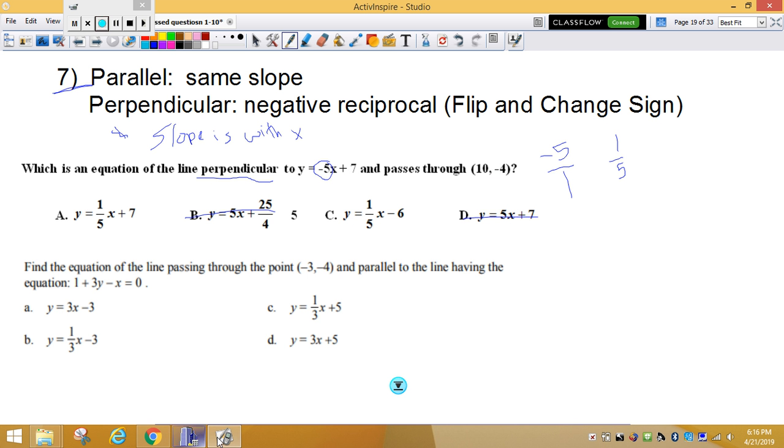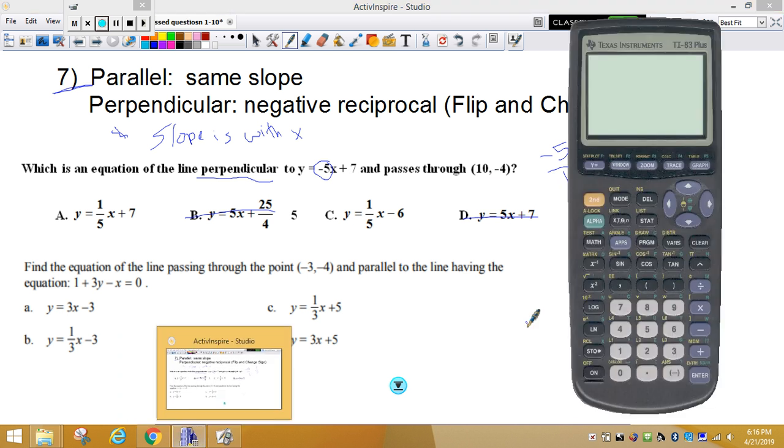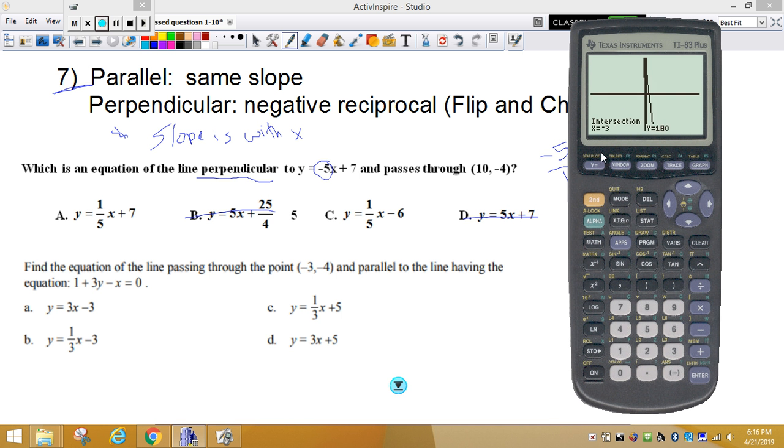Now to figure out what point it goes through, I'm going to go to my calculator. I'm going to go to y equals. You need to be doing this with me. I'm going to type in A. A says 1/5 x plus 7. And I'm going to do my table because I want to see if it goes through this point, 10, negative 4. So let's go down to 10. It does not go through 10, negative 4. It goes through 10, 9.